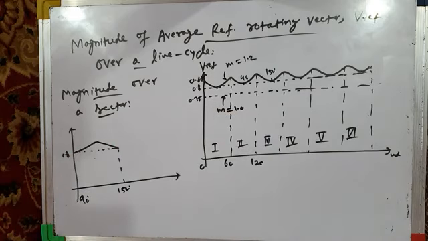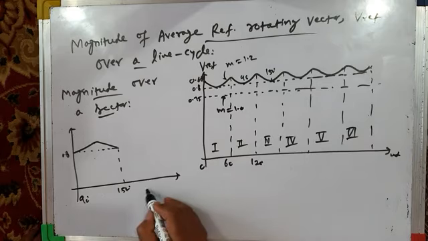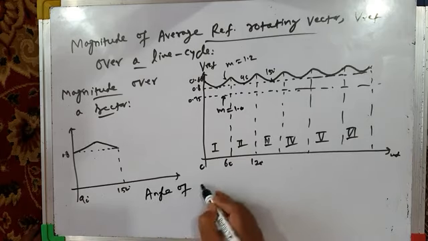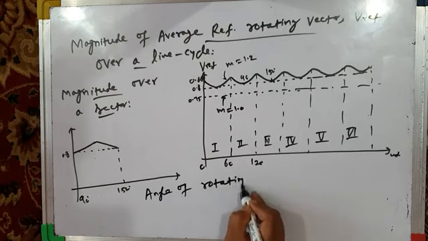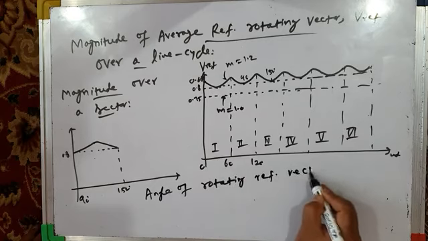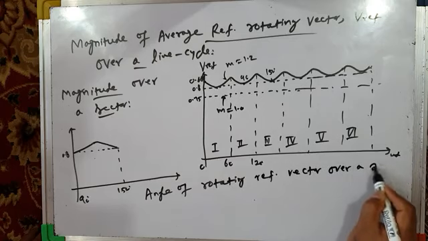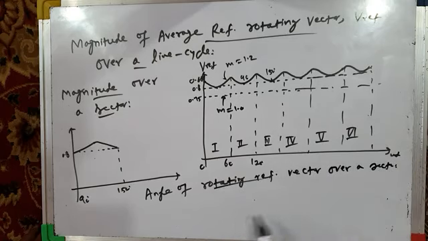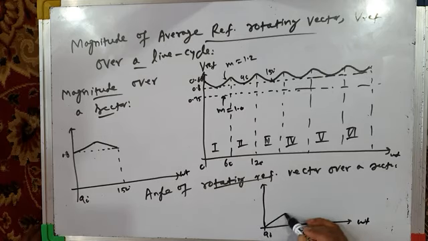Okay. What about angle? Next is the angle of the rotating reference vector over a sector. You can see how its angle varies in one sector. I will again take omega t, say this is also the omega t axis, 90 to 150 degrees. From 90 to 150 degrees, its angle varies like this. There is a slight deviation, but more or less it remains linear. This is alpha. So this is 150 degrees.